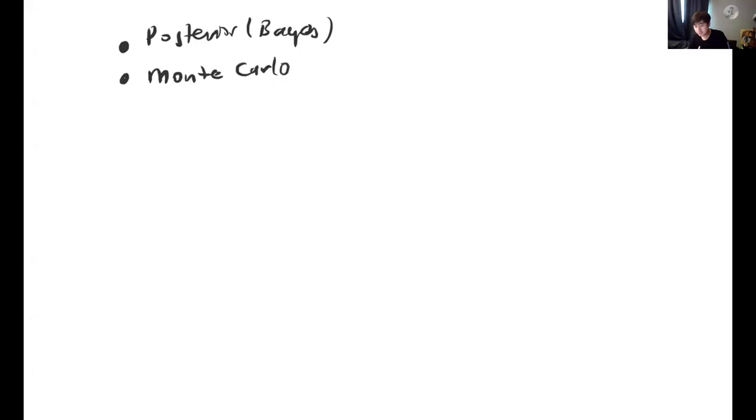Okay, so quick recap. Now we have the posterior from Bayes' theorem, which is the probability we are interested in finding out about. The way we find out about this probability is to do approximations by addition, and this comes from Monte Carlo theory. So this is what Monte Carlo allows us.